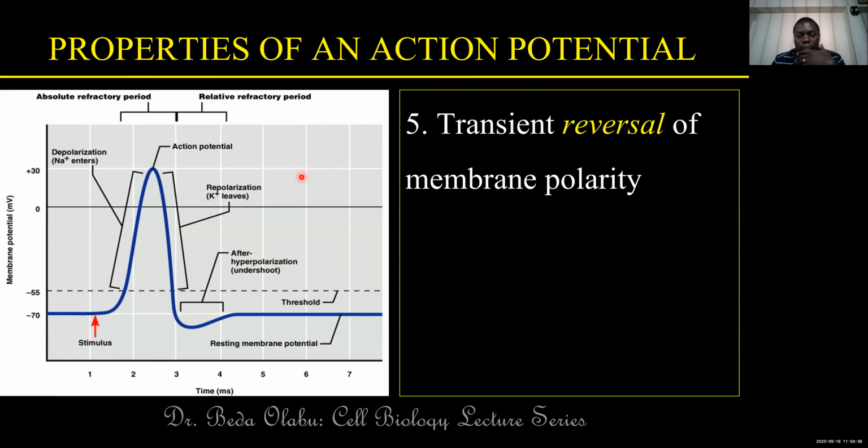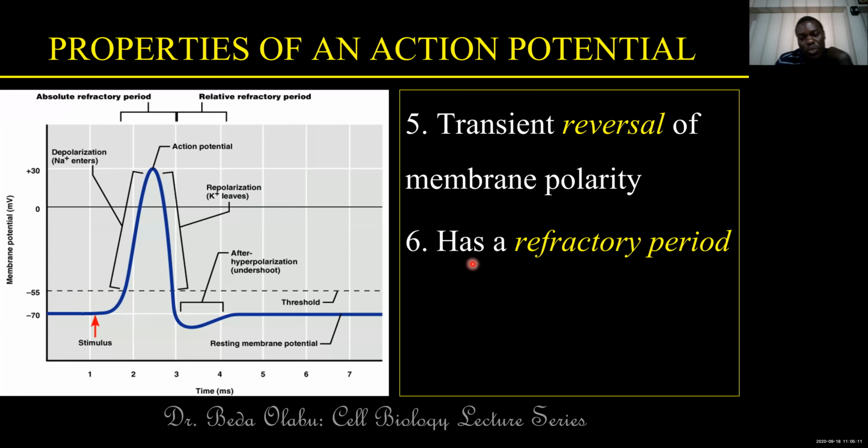The other property is that during an action potential, there is reversal of membrane polarity. I told you that. This is at -70. There is depolarization with a reversal of membrane polarity. So here, the inside becomes positive and the outside becomes negative. You've reversed the membrane polarity transiently. The last one is that action potentials have a refractory period.